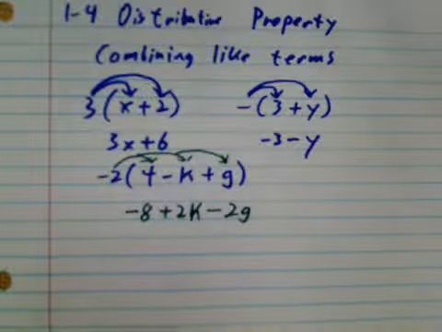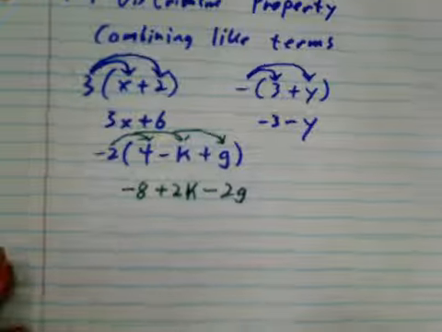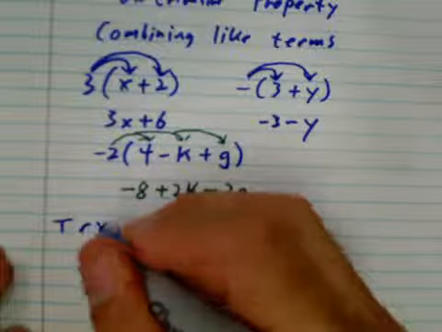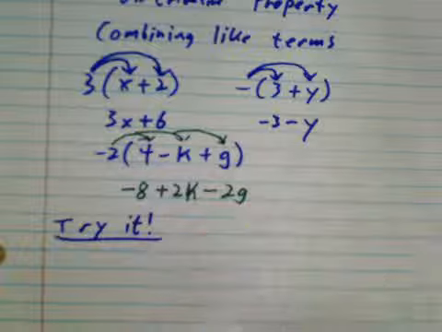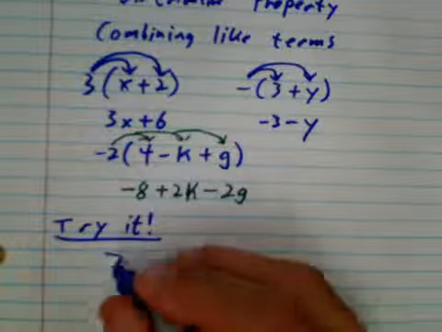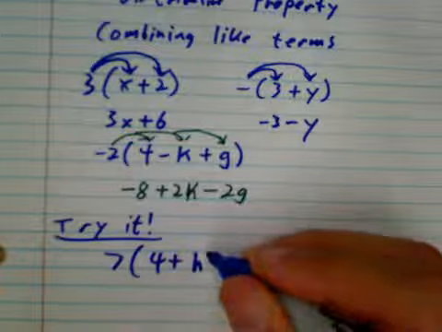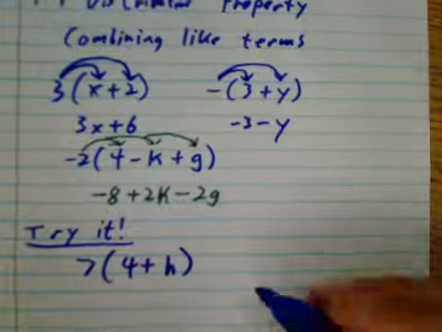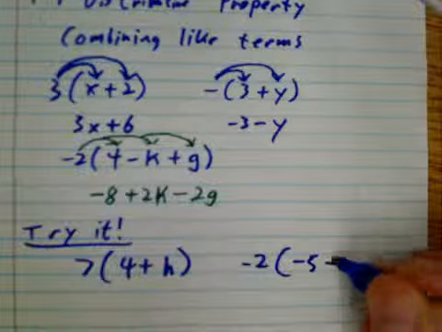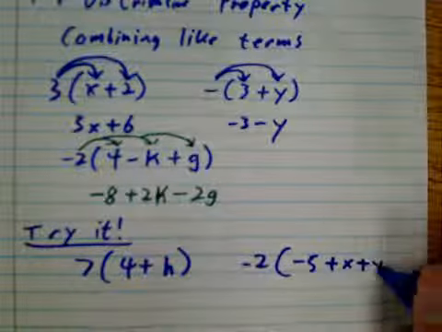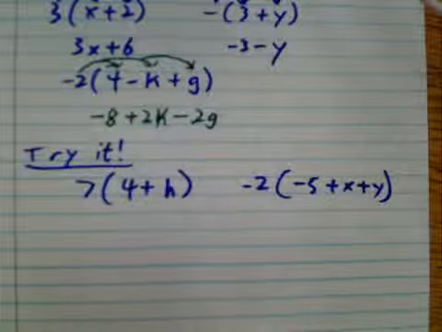Okay, so that is our examples of the distributive property. Let me give you a couple to try. Say try it. Let me put a couple here. 7 times 4 plus h, and something a little more fun: negative 2 times negative 5 plus x plus y. Go ahead and try those two out for me.